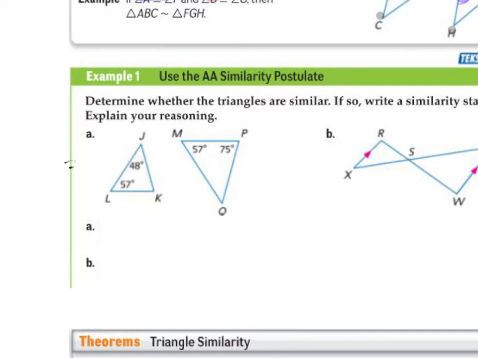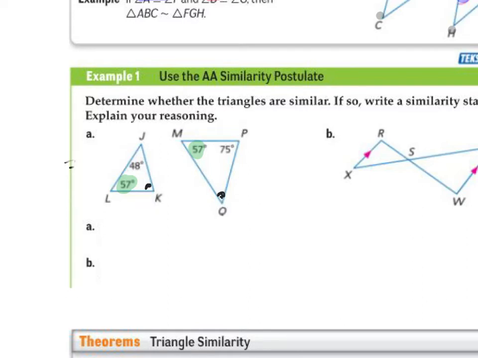With angle-angle similarity, we need to make sure at least two angles are congruent. In JKL, we have 48 and 57 degrees. In MPQ, we have 57 and 75 degrees. I'm going to highlight my congruent angles here. But we need to figure out what this missing angle is here and possibly here before we can determine whether these are similar or not.